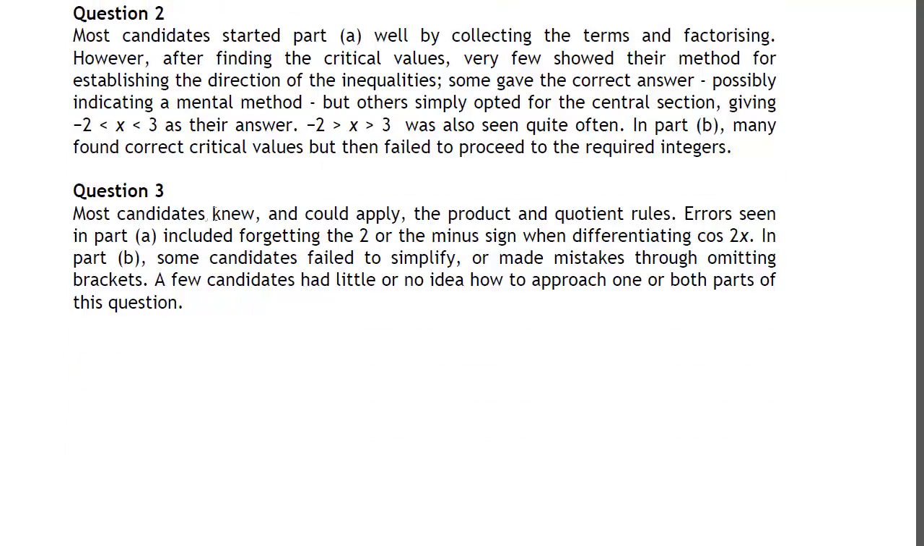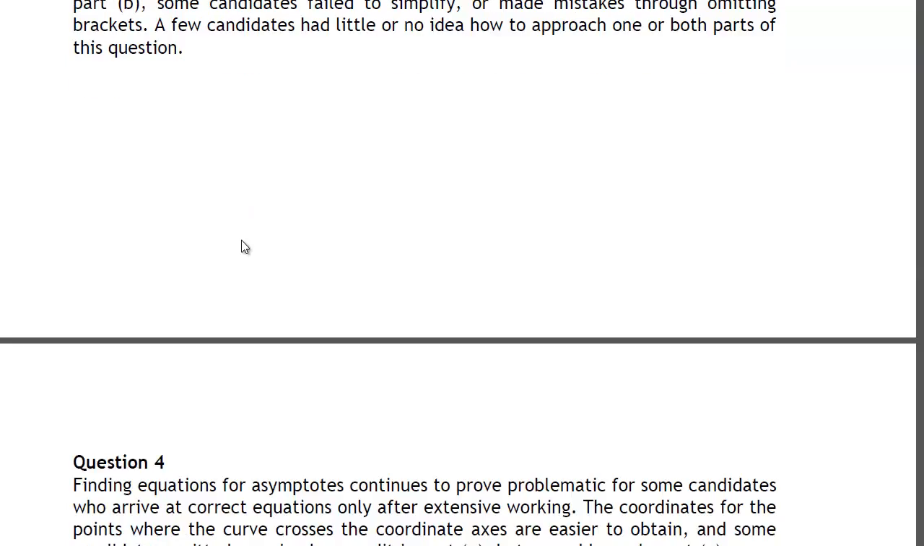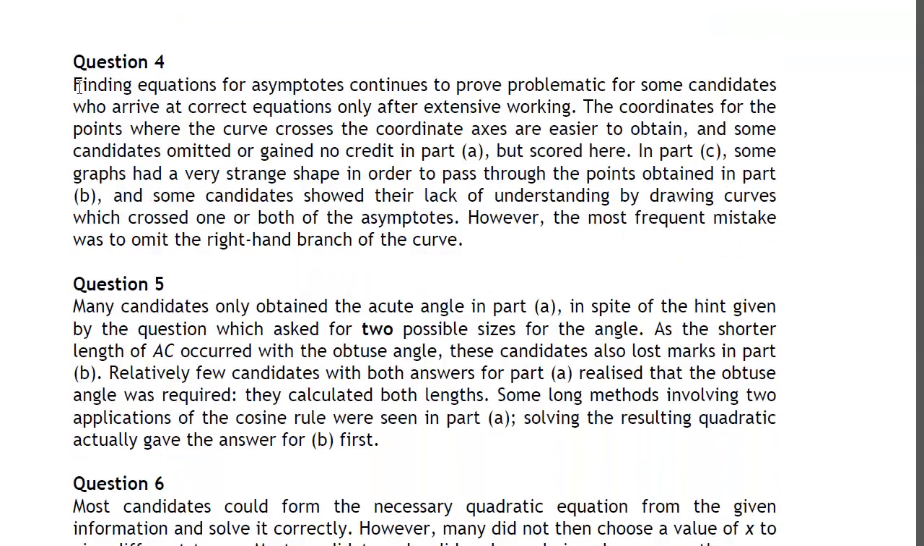Question number 3. Most candidates knew and could apply the product rule and quotient rule. Errors seen included forgetting the 2 or the minus. These are little mistakes, but most people could do this also. Question number 4. I think this was the asymptote. It continues to prove to be problematic.